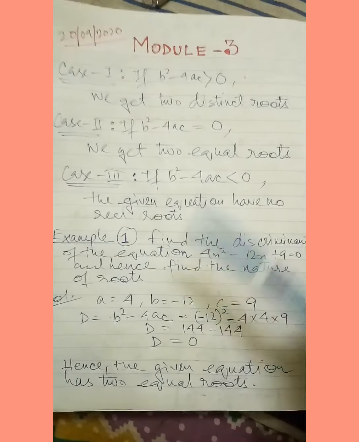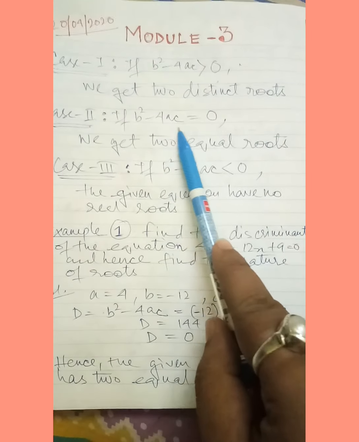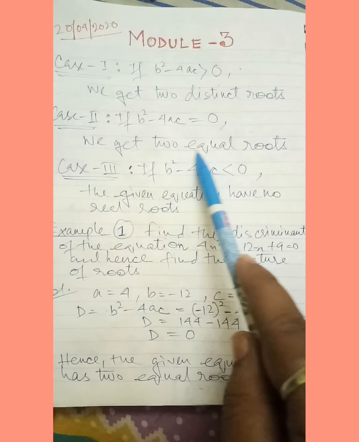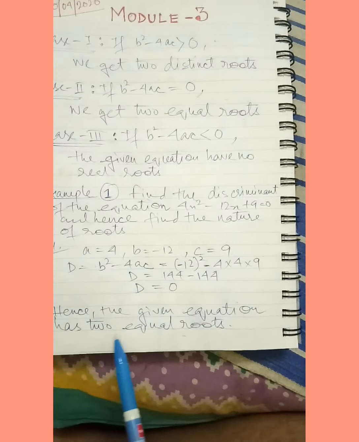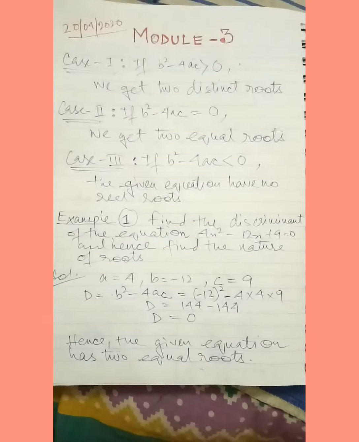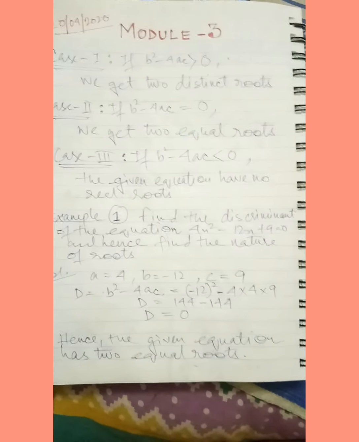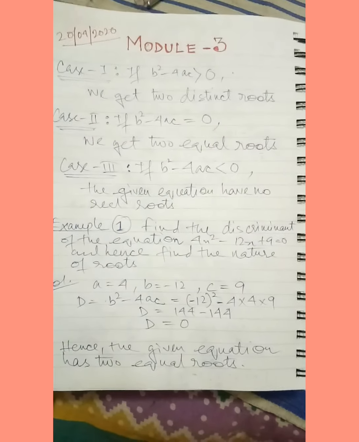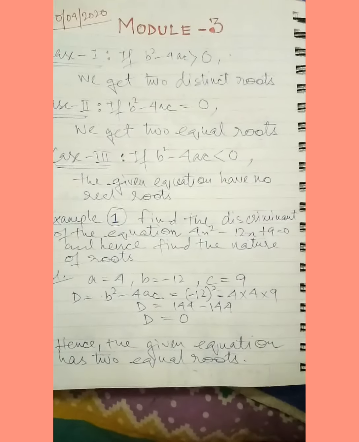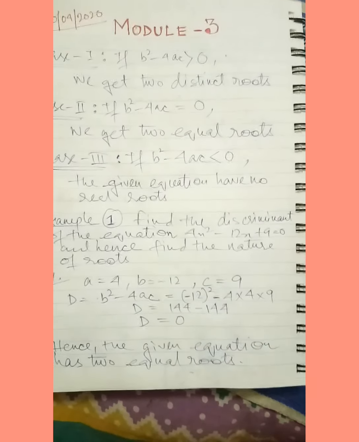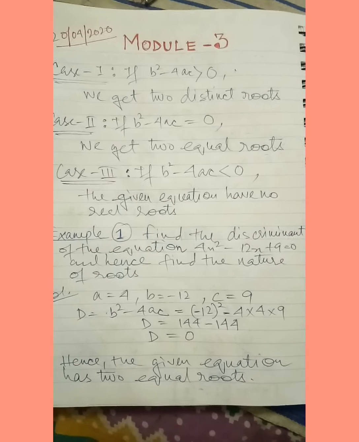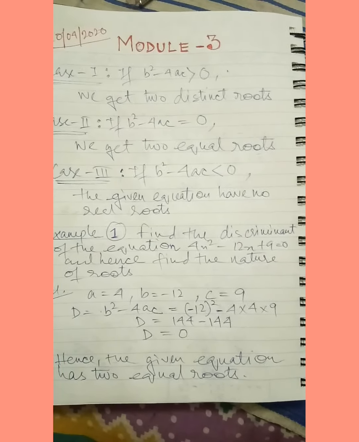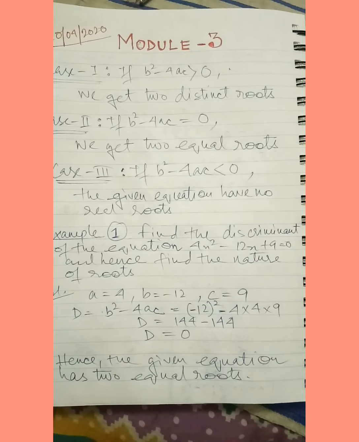If it is coming equal to 0, what does it mean? b square minus 4ac equals 0. That means we have two equal roots. Hence the given equation has two equal roots. I will not be discussing it like this anymore. If you want to write it down, I'm repeating the same instruction: pause your video wherever you want to write it down, write it down, and then go to the next steps.